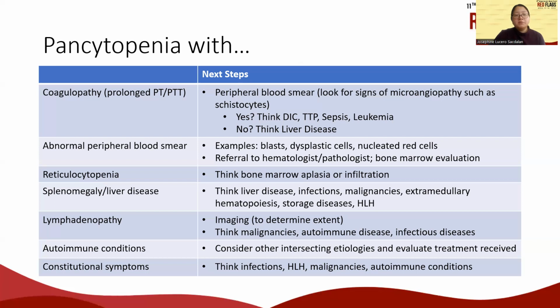In the presence of splenomegaly or liver disease, think of any systemic diseases, infections, malignancies, extramedullary hematopoiesis, storage diseases, or even HLH. When accompanied by lymphadenopathy, an important test to do is imaging. This is to determine the extent of the lymphadenopathy throughout the whole body. And think of malignancies or autoimmune diseases or infectious diseases.